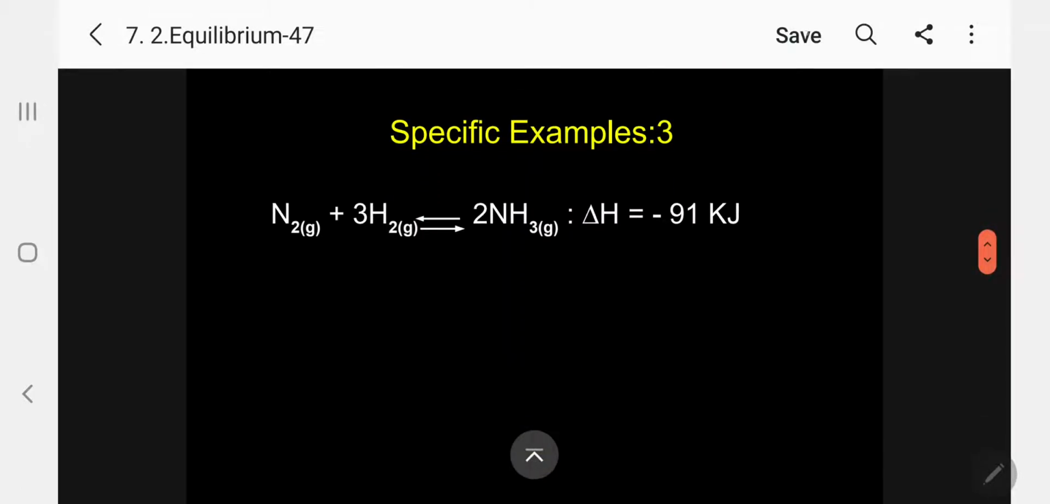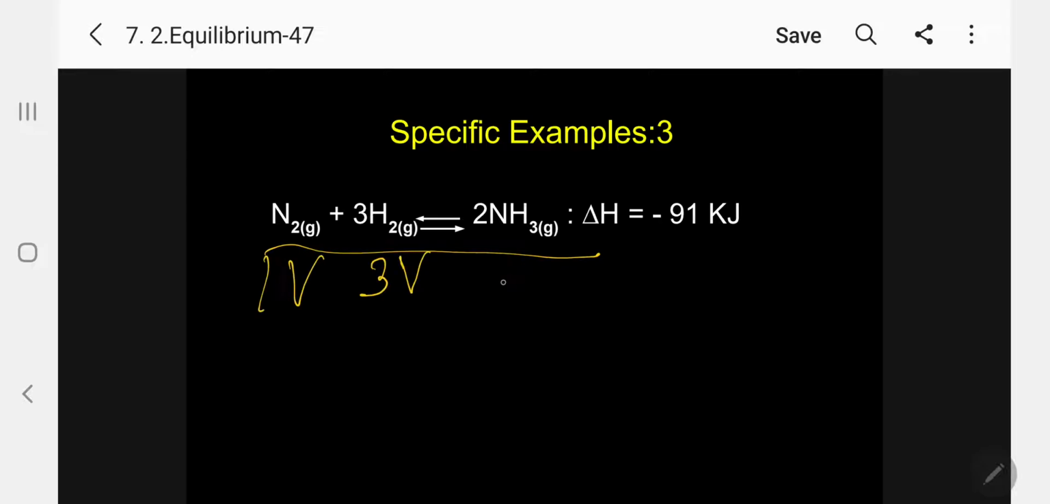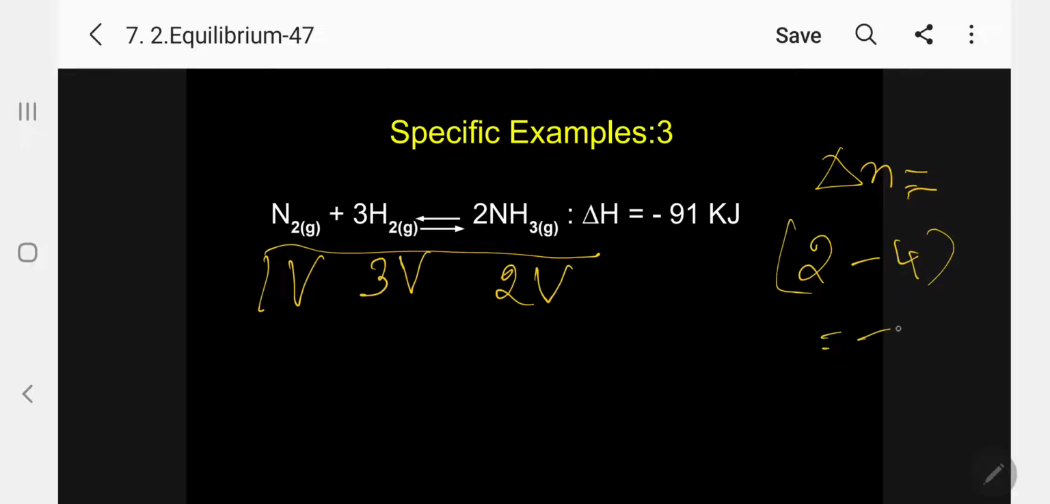The third specific example I will concentrate on is the formation of ammonia, the Haber process. N2 gas, 1 volume, and 3 volumes of hydrogen produce 2 volumes of ammonia gas. As I already pointed out, in this example you have to find delta n: the moles of products minus the moles of reactants. That means 2 minus 4, so the answer is minus 2.